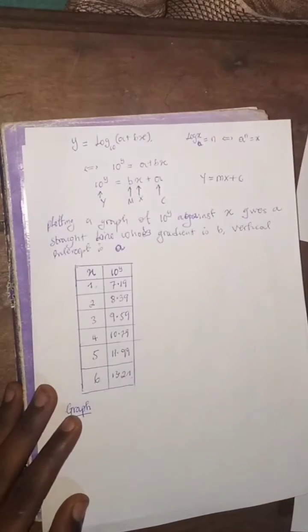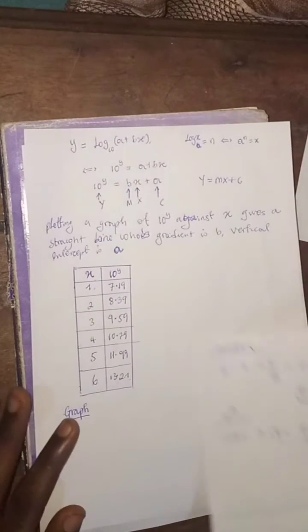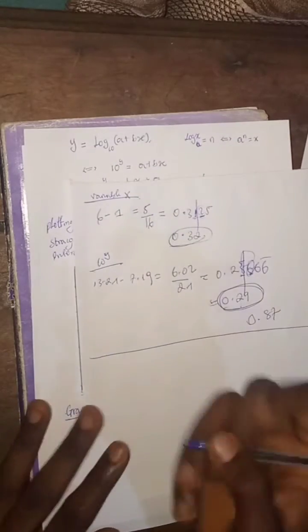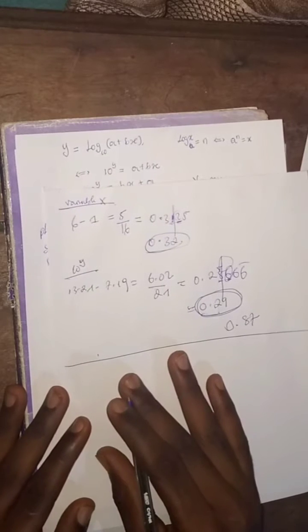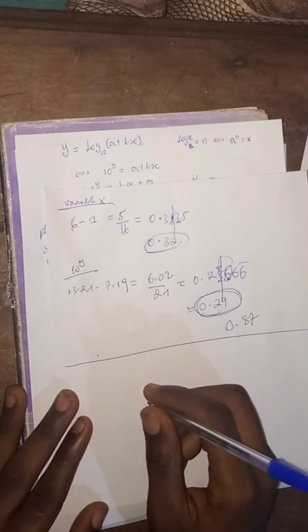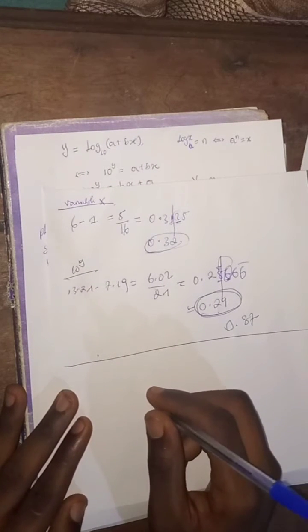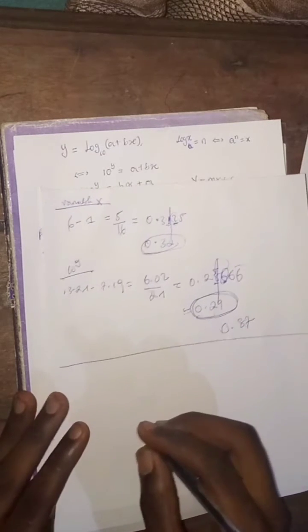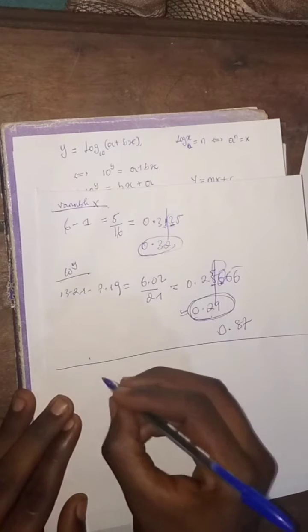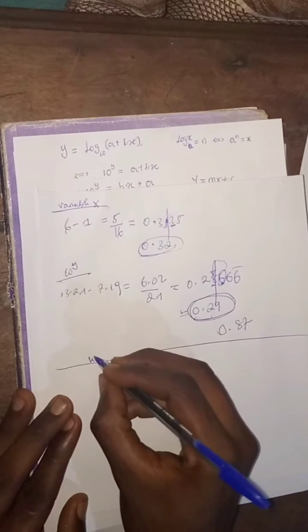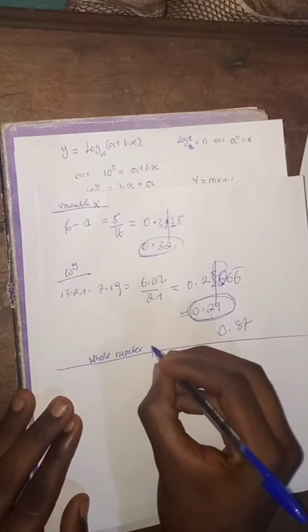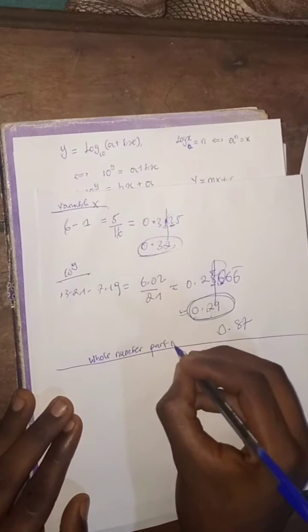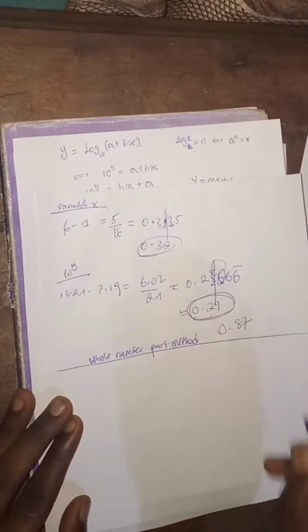So in that case, this is what I'll do. Rather than plotting decimals, I'll use this method. We call it the whole number parts method. This is a method I used in plotting all my graphs while I was in secondary school. So now I will show you guys the method. We call it the whole number parts method in plotting the points.